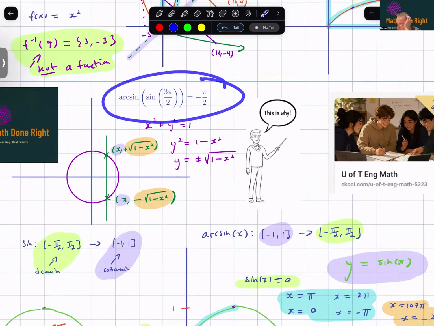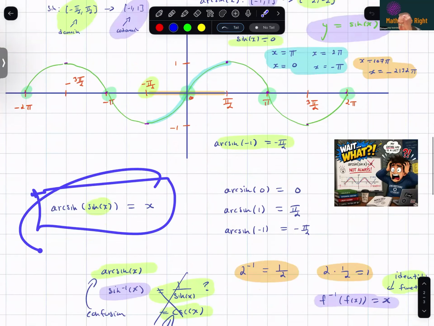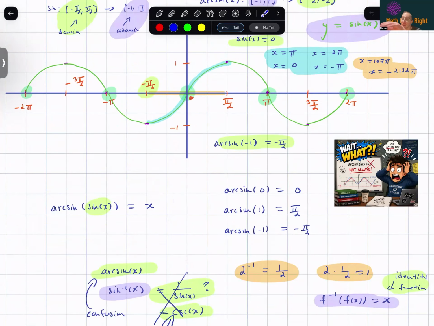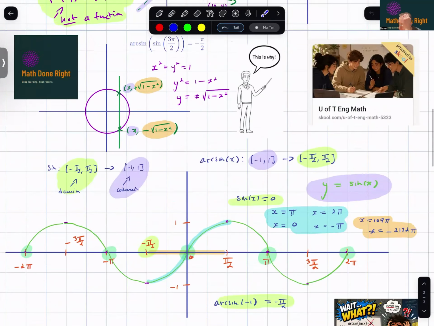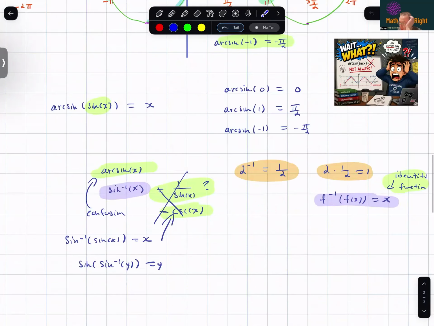And why that makes sense, right? And this can be true at the same time. It's because x is actually in this restricted interval, right? With x in the domain negative pi over 2 to pi over 2, then this is true.